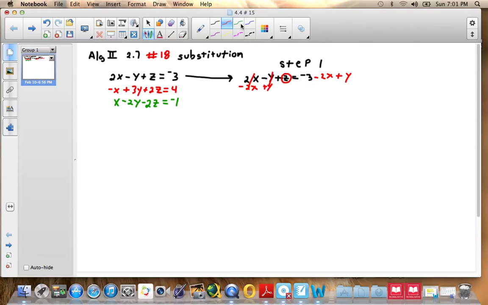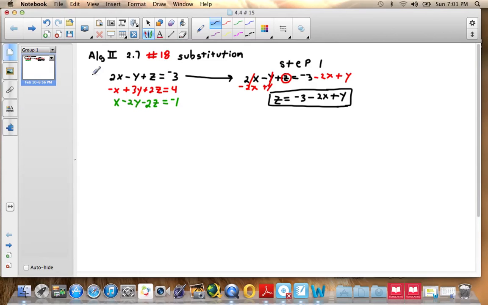And so now I've written a new equation. This new equation is going to tell me z equals -3 minus 2x plus y. Okay, so that's step 1. And now that I know what z is going to be, I'm going to be able to use that in a little bit to plug back into an equation to determine some other variables. But the first thing I needed to do was get z.